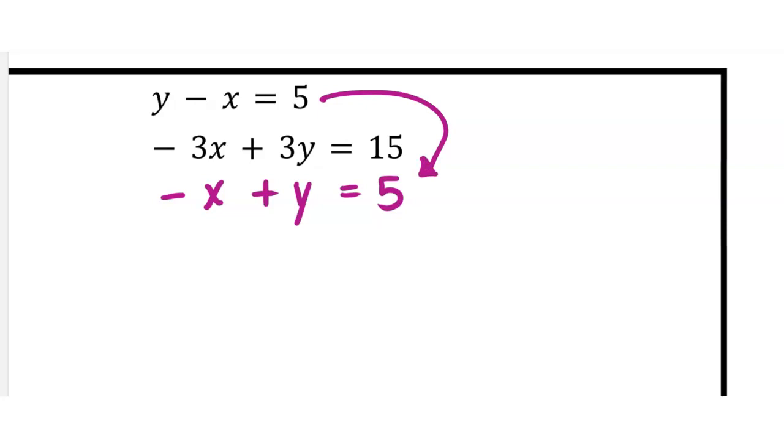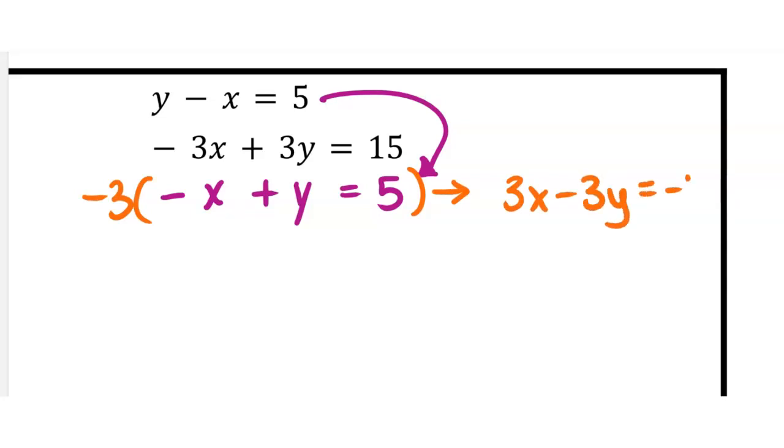All right, so let's go ahead and multiply by negative 3. So they're the same, but opposite signs. So we end up with, I'll rewrite it over here, positive 3x minus 3y is equal to negative 15. And then on the top, we've got negative 3x plus 3y is equal to 15.